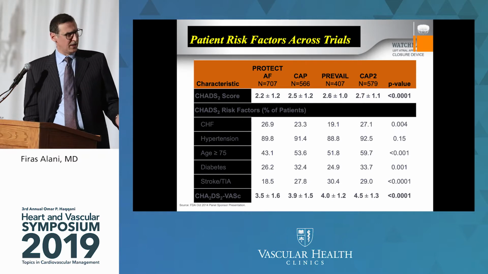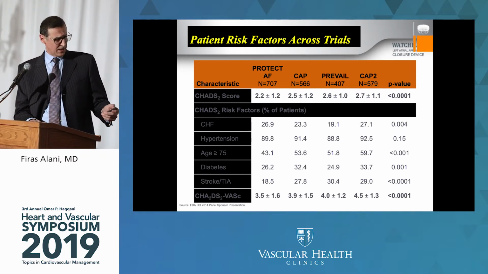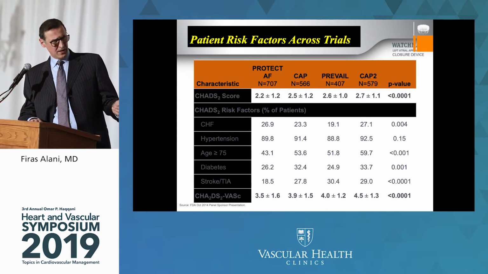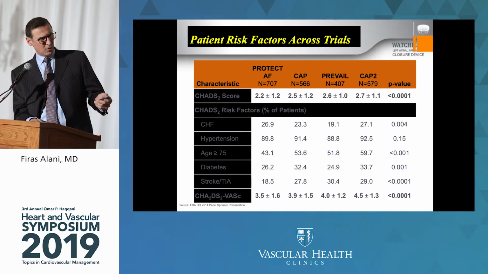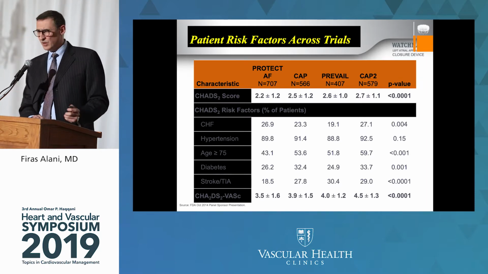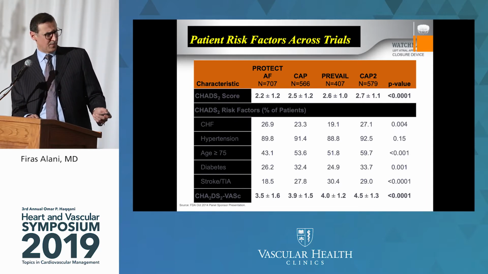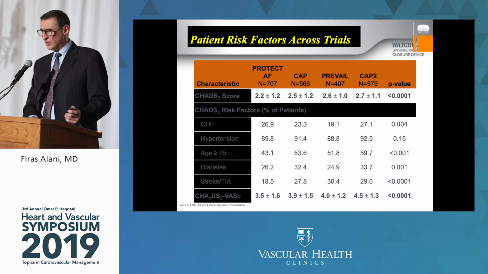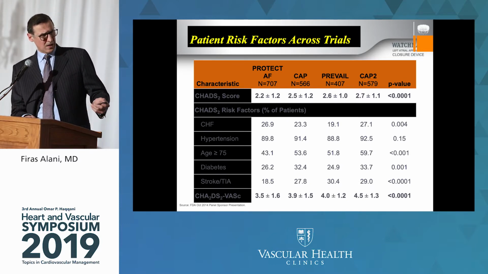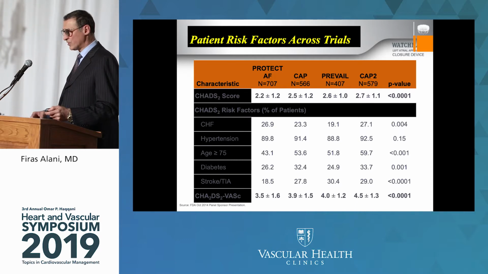This is some of the data that paved the road for the Watchman device. This is the randomized PROTECT AF and the randomized PREVAIL, and then the continued access that happens after both randomizations. There was an early learning curve that you can see here in PROTECT AF. The safety events were as high as 10%, but as the learning curve was overcome, the risk is now 4%, and actually in the real world today the risk is less than 2%.